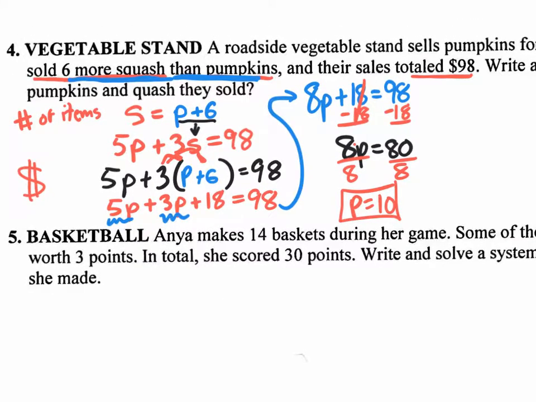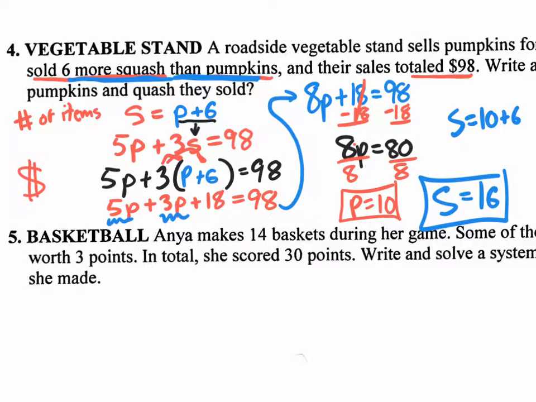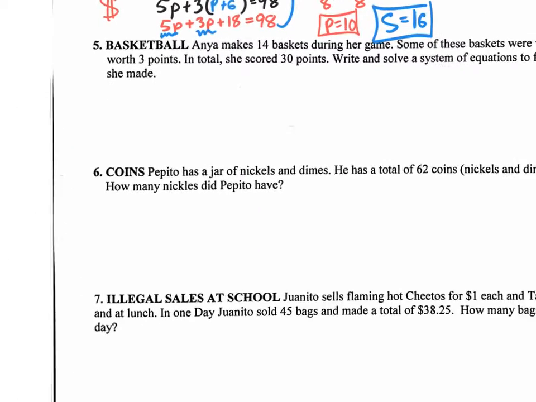They asked for both. How many pumpkins sold and how much squash did they sell? So to find the squash, you're simply going to take the 10 pumpkins, put it right here, and you'll see squash equals 10 plus 6. So squash equals 10 plus 6, which means that squash is 16. So your 2 answers are you sold 10 pumpkins and 16 squash. And that makes total sense because it says that you sold 6 more squash than pumpkins. You sold 16, you sold 10. Makes total sense. Let's jump to number 6.